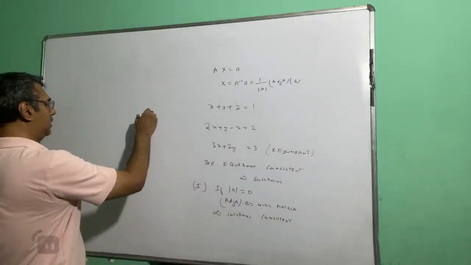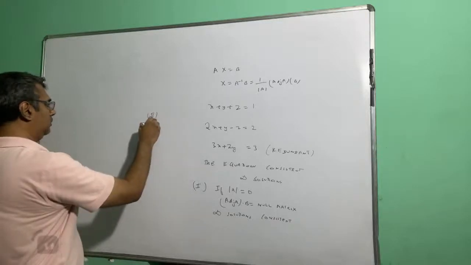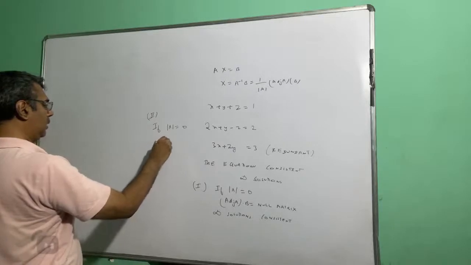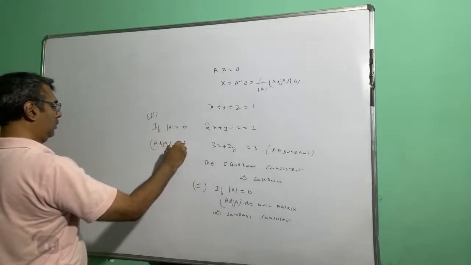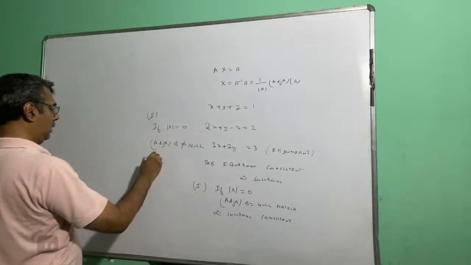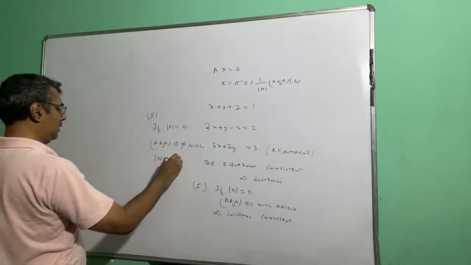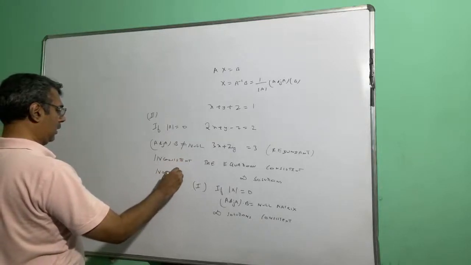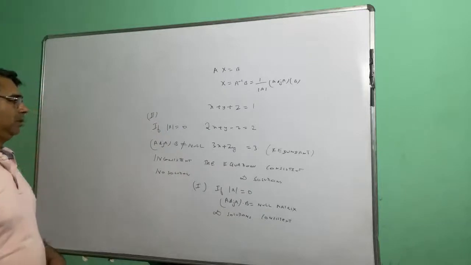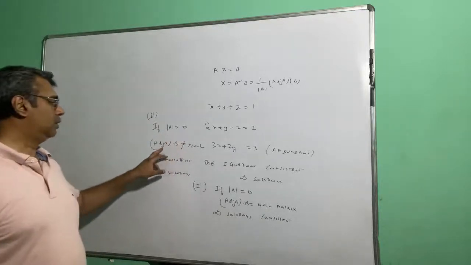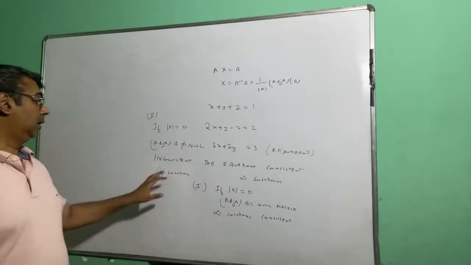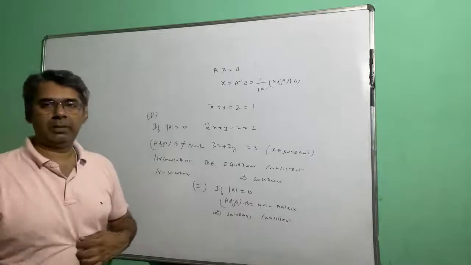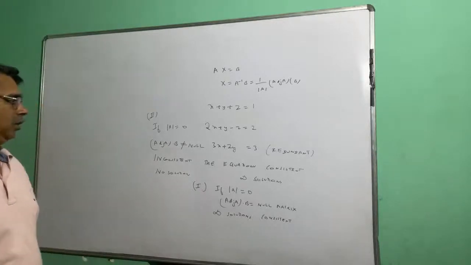The second possibility is that determinant A is 0 but adjoint A into b is not null. In that case, the equations will be inconsistent with no solution. You will not be able to get any solution out of them.